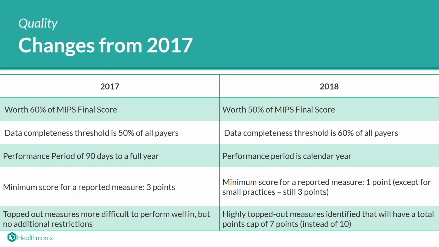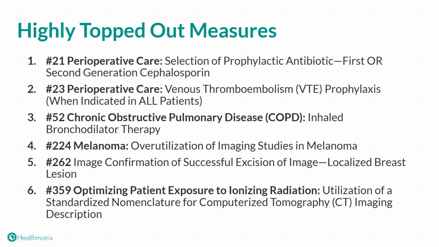So you might immediately ask, what are those measures? And we've got those listed for you here. So the highly topped-out measures, the one that jumps out to us from this list is number 224, melanoma. And that's simply from our function as a registry and helping clinicians to report, we know that's one that many clinicians have reported through our services. And the others might certainly be relevant to your practice and your providers and specialty, but these are what CMS considers to be highly topped-out measures.